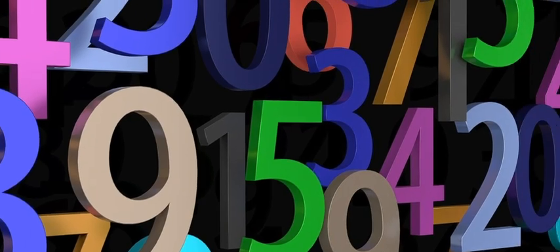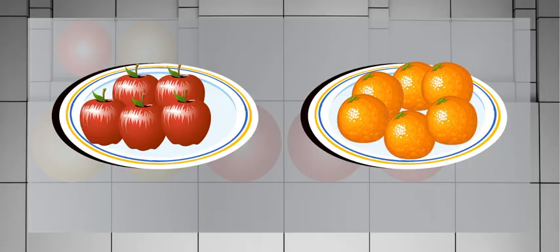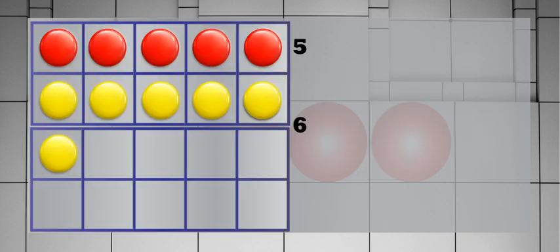Let's look at another example. What is the total number of fruit on the 2 platters? On the left are 5 apples, and on the right are 6 oranges. So we need to add 5 plus 6. Let's use a tens frame to model this addition. We'll put 5 red counters and then add 6 yellow counters.